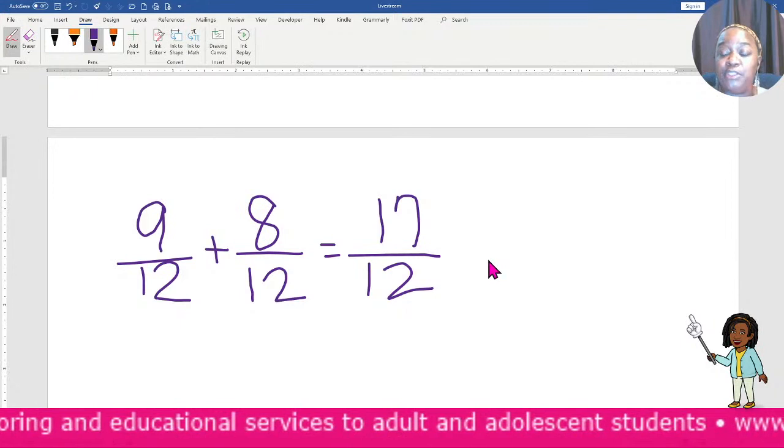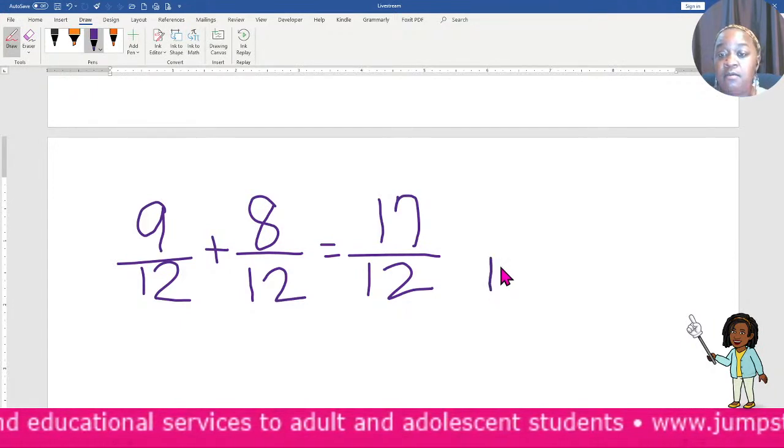So here we go again. We're going to do division. So we take the 12.